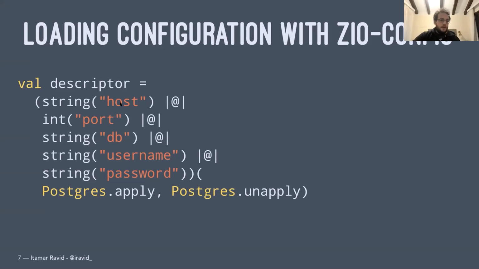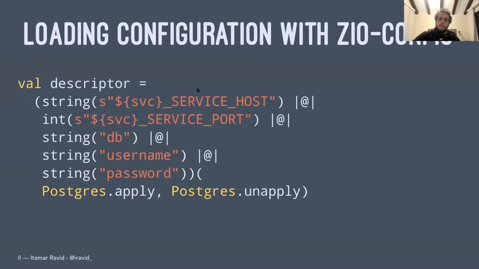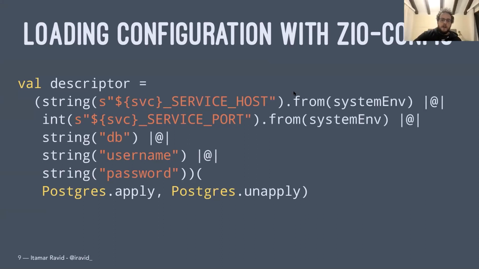So instead of reading the host and the port from these entries, we can tell ZIO config, well, you need to read them from these environment variables. And once we've specified the names of the environment variables, then we can later tell ZIO config to read these from the system environment. And this is possible. There are a bunch of very good examples in the ZIO config documentation, but this is the gist. You can specify a source for every component of the case class that you're loading.